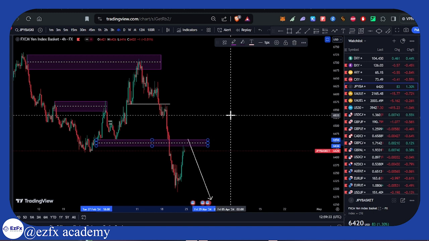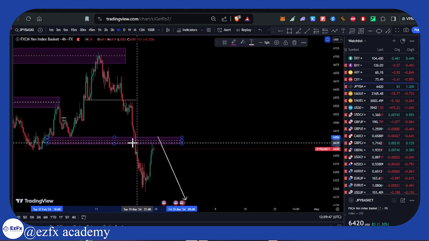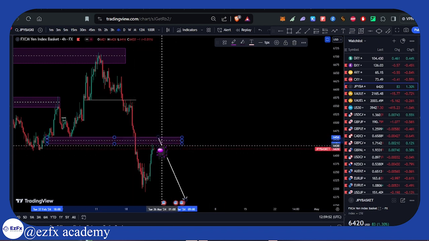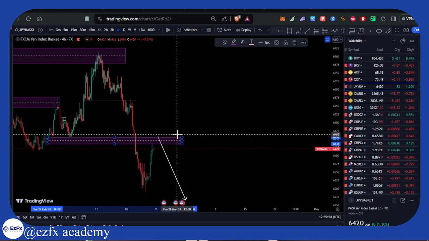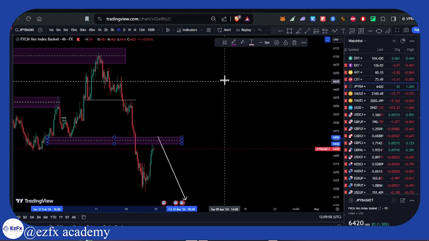So my bias for JPY basket for the course of this week is bearish. For a while now I've been saying that my bias overall for JPY basket is quite bearish, so I'll be watching out for that. If you notice, we're currently in a fair value gap, and we are going to see some rejection from that point. I want to see price fall towards the downside, and that will only hold if this zone also holds.